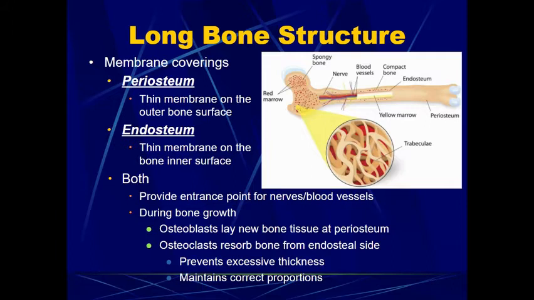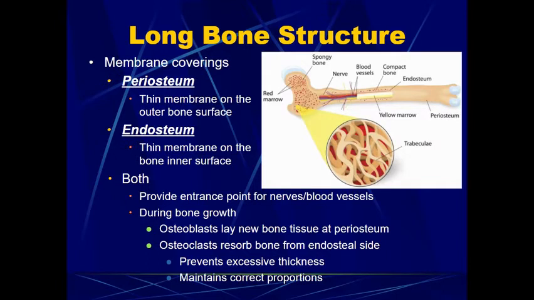There are different membranes that cover different parts of the bone. The periosteum is a thin membrane that's found on the outside of the bone surface. The endosteum is the thin membrane that's found on the inner bone surface. Whether we're talking about periosteum or endosteum, they both provide an entrance point for nerves and blood vessels. So nerves need to enter and exit the bone. Blood vessels need to be able to do that as well.